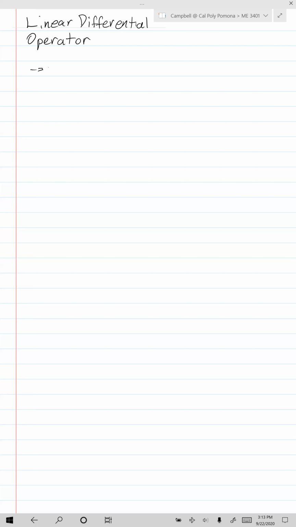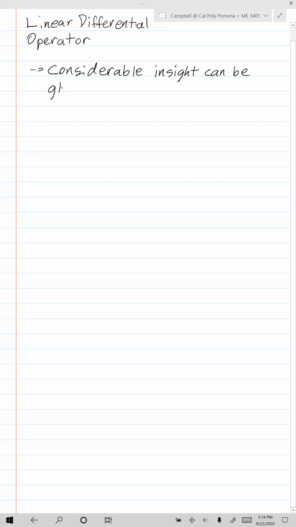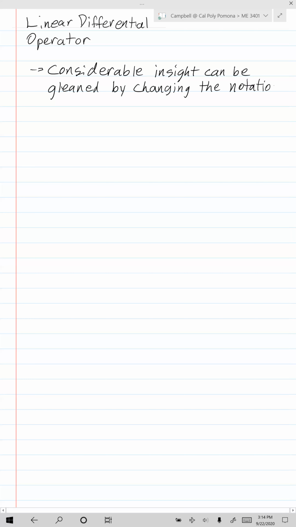So I'll go ahead and introduce it by saying that considerable insight can be gleaned simply by changing the notation used to represent a differential equation. Here, I'll just shorten that down to diff EQ.